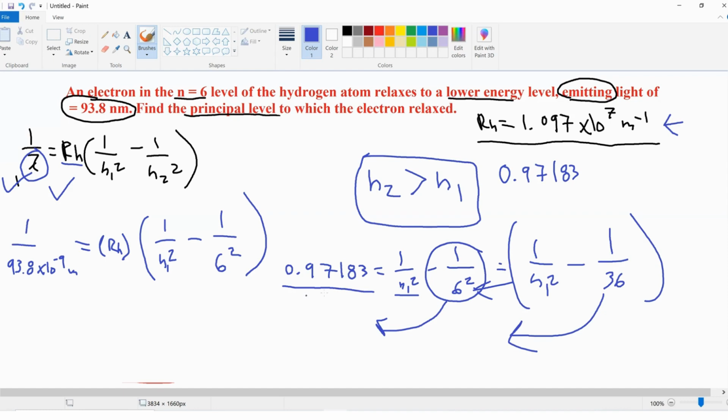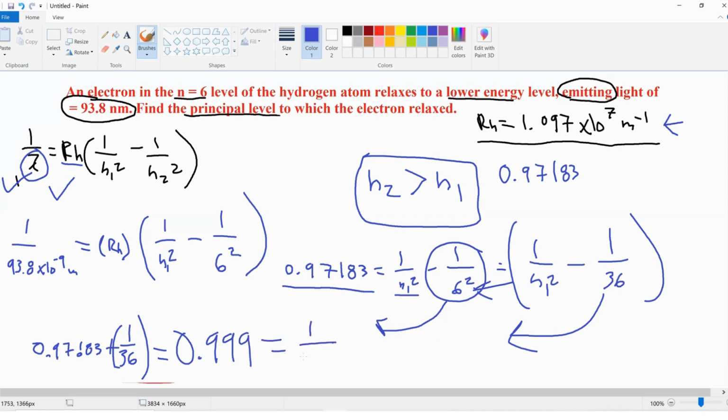Let me make some room here. I'm already down here. 0.97183 plus 1 over 36. For your calculator, you should plug in this number first and then add it. Don't do it like this, or if you do, just add the parentheses so you won't get the wrong number. But I got 0.999.